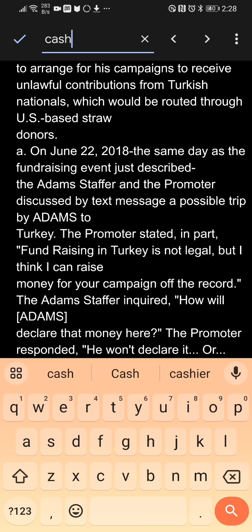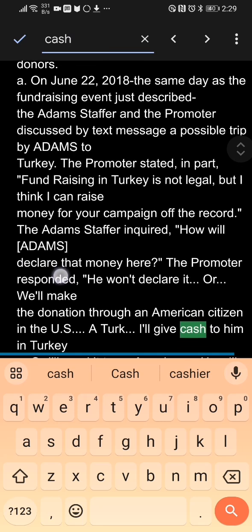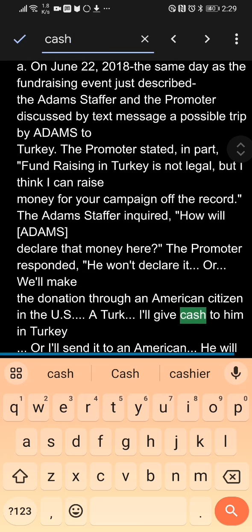Wow, how did he say that? How will Adams declare that money here? The promoter responded. I don't know who this promoter is. It doesn't say who it is.